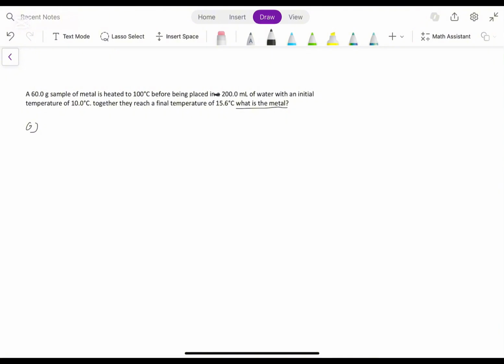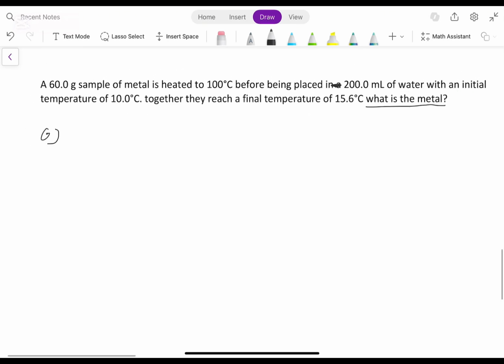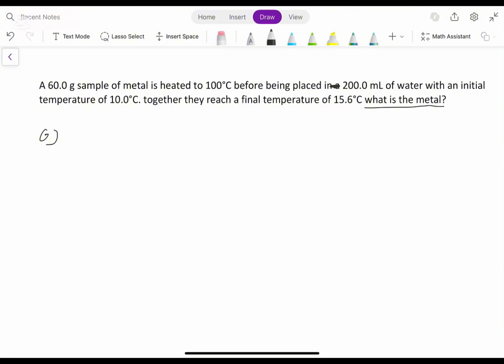So how are we going to do this? There's a few things we can do here to try to determine what it is. So the first thing is a 60 kilogram sample of metal is heated. So we don't know what that metal is, but we know that it's heated to 100 degrees. So the T1 is going to equal 100 degrees Celsius. So we have that.